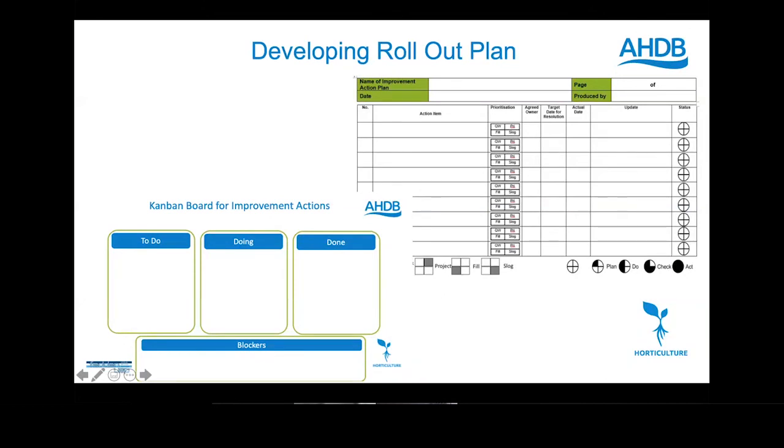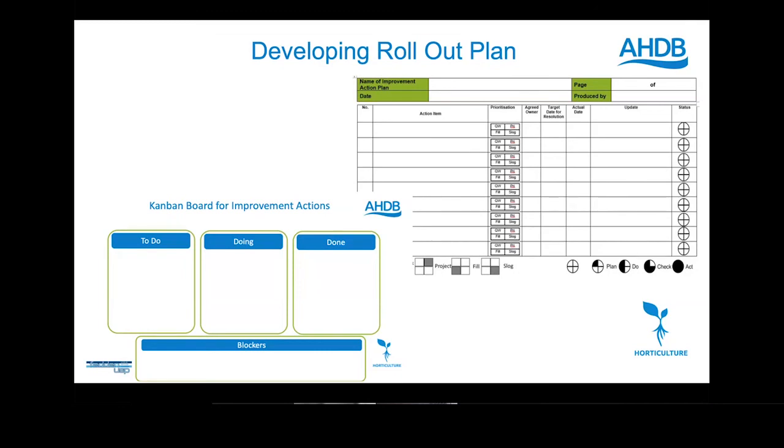So it might be some of these actions take quite a while to do. You know, you've got to order something in. It might take a few weeks to get those items in. So what I used to do is just write down in the update column what progress was being made on getting those items in, so people didn't lose faith that this action was going to fall by the wayside. You know, they knew that something was being worked on for that particular action.